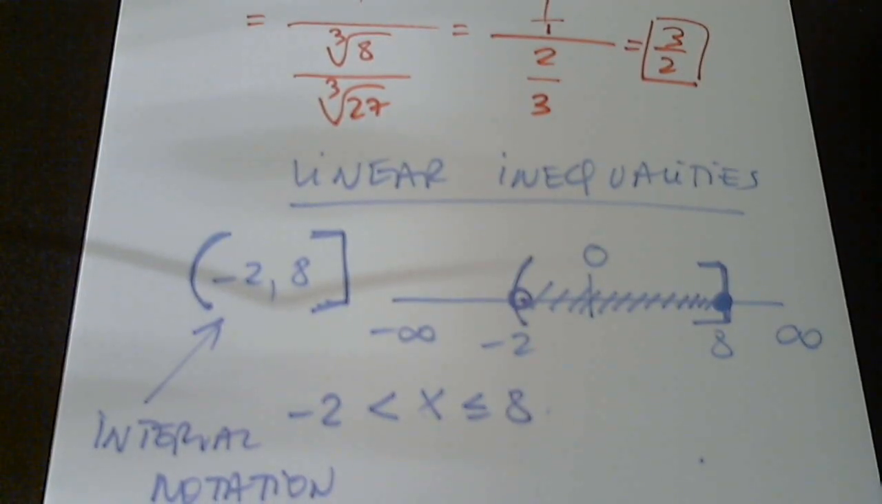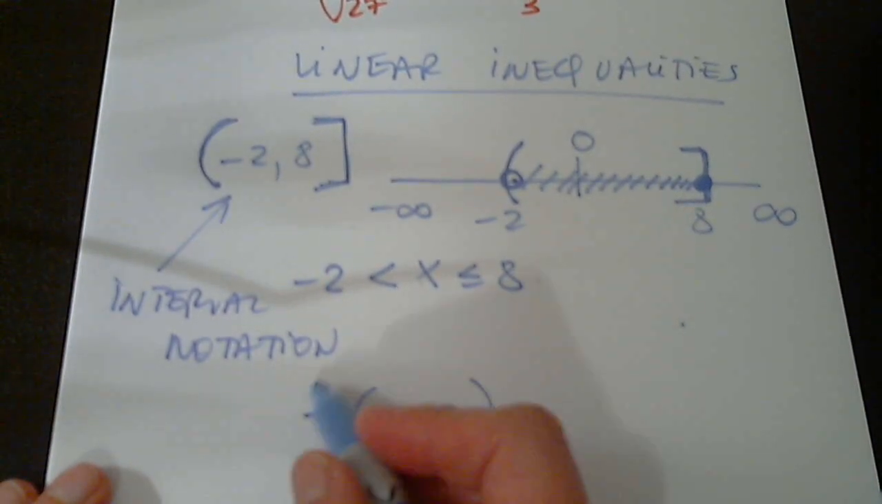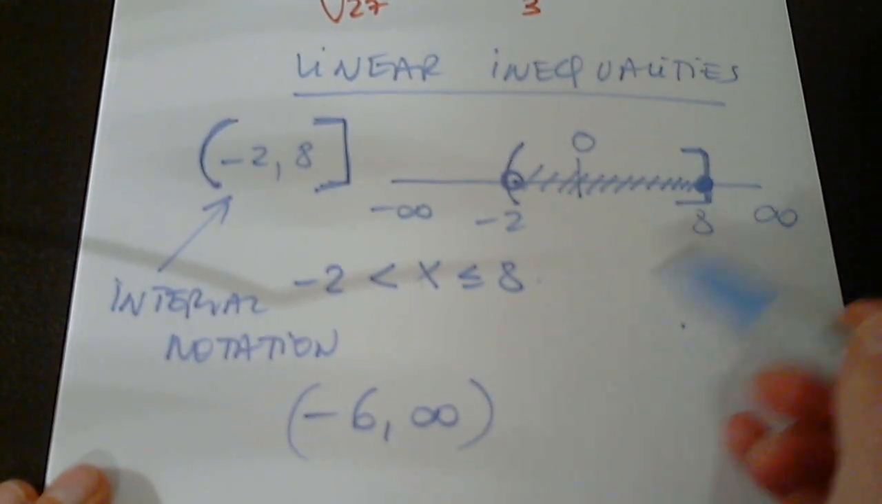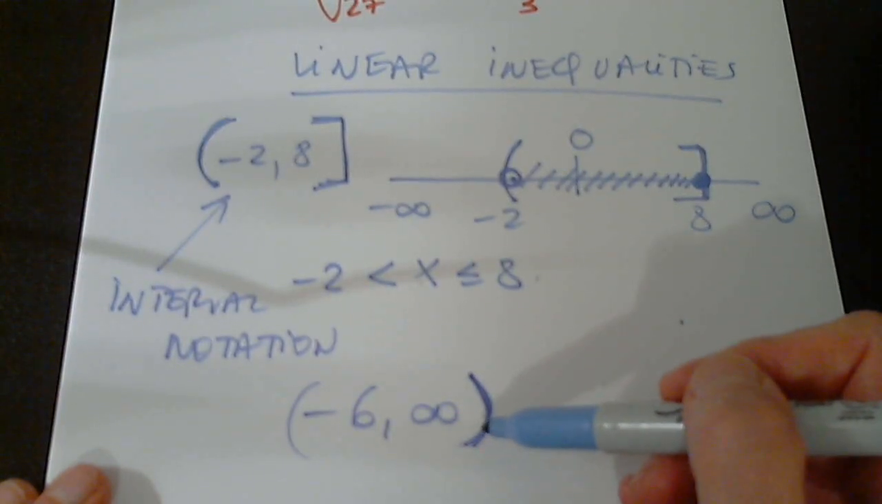Interval notation. What about this one? Negative 6 to infinity. Infinities are always parentheses because they are symbols, they're not numbers.